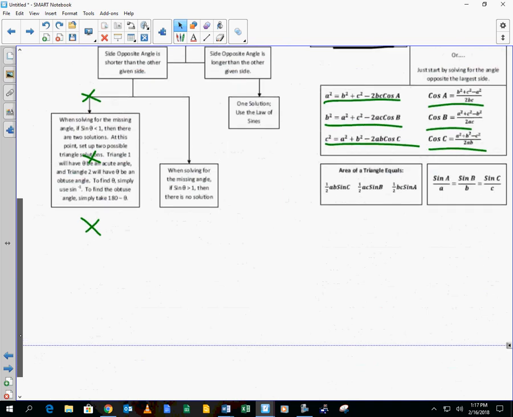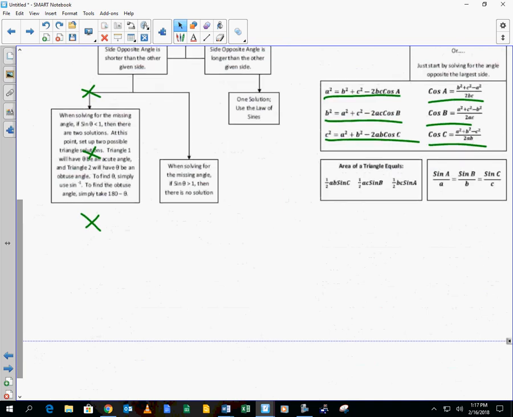So you need to know this. Be able to look at your notes and find all three. Okay.